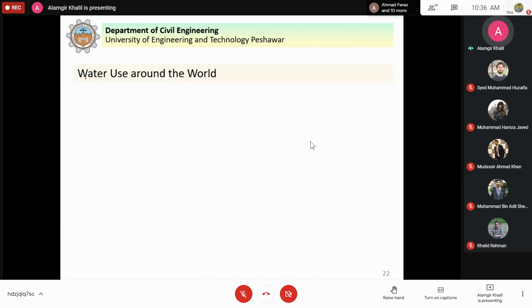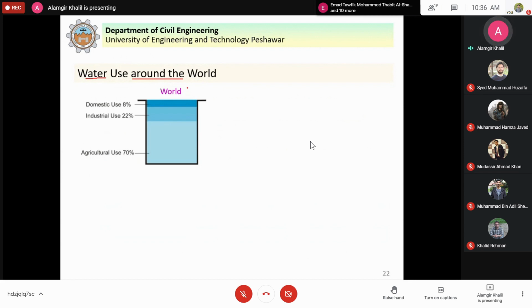Now, water use around the world. If we globally see the picture, for agriculture purposes, the use is 70%. Around the world, 70% of water is used for agriculture because we need food for feeding the population. For industries, 22%, and for domestic purposes, 8%.